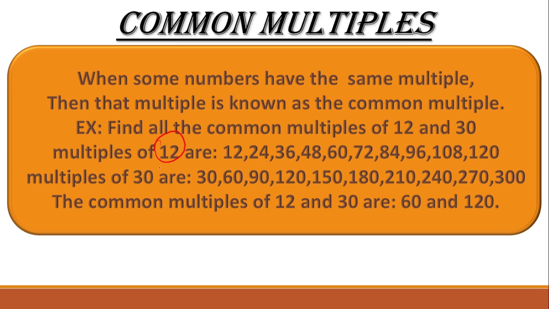Now let's again take 12 and 30. Here we have the multiples of 12 and 30. Now let's see the common numbers. If we see the common number, it is 60, right? So 60 is common. And at last here 120 is there, so 120 is common. If you look for any other common multiples, there are no others. So only 60 and 120 are common. These are the same multiples of 12 and 30, so these are the common multiples of 12 and 30.